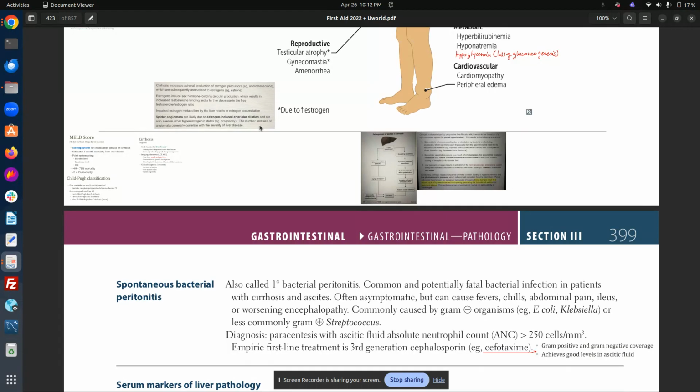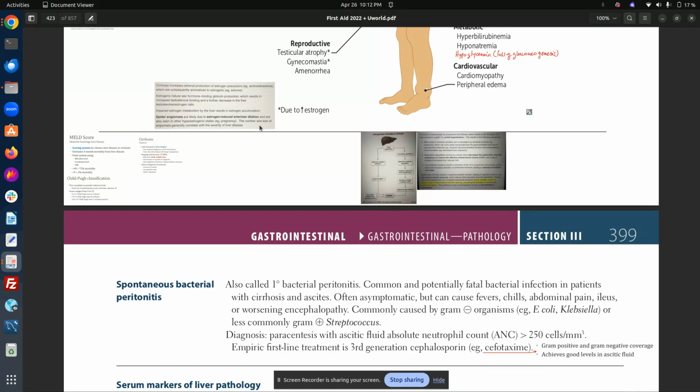Okay, how does the patient usually present with SBP? They present with fever, long-term cirrhosis, ascites and features of cirrhosis. Along with that, the patient will present with fever, chills, abdominal pain, nausea, vomiting, altered mental status. Okay, these are all the presenting findings of SBP.